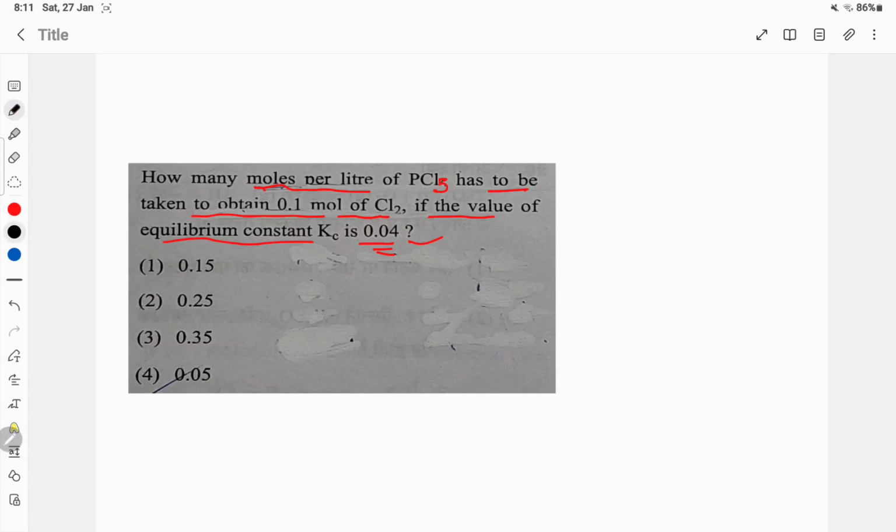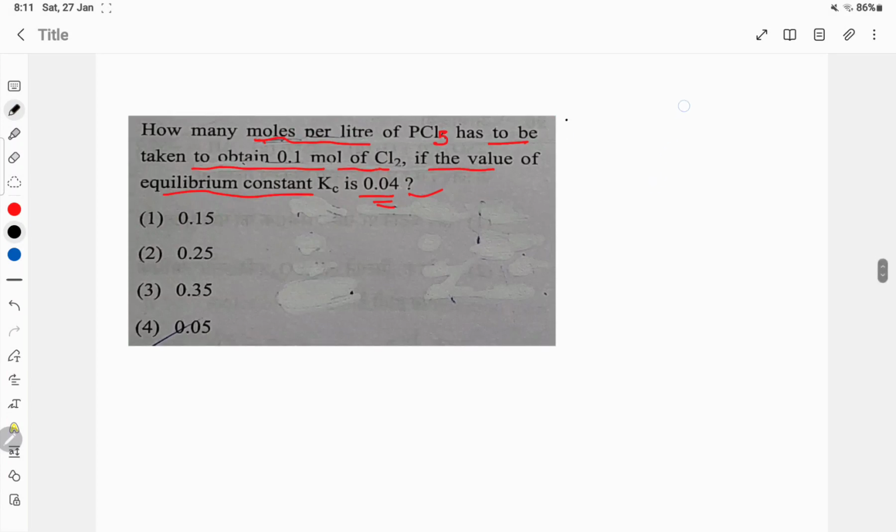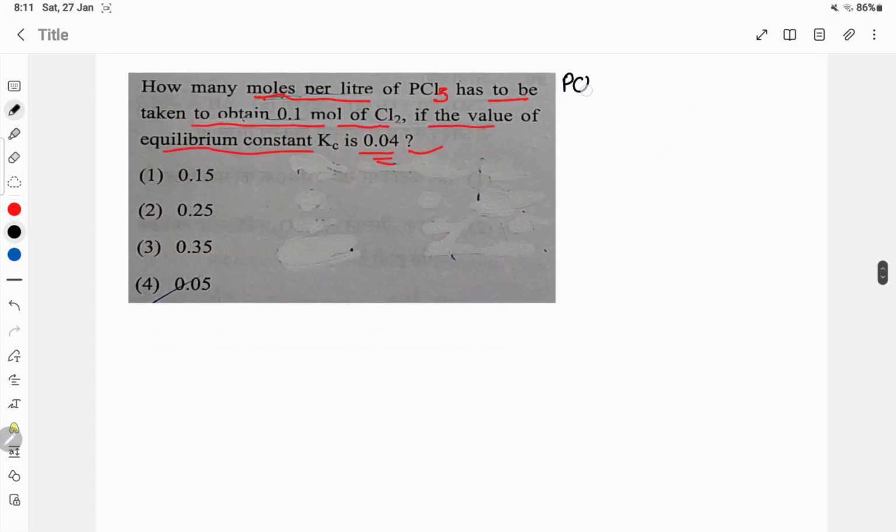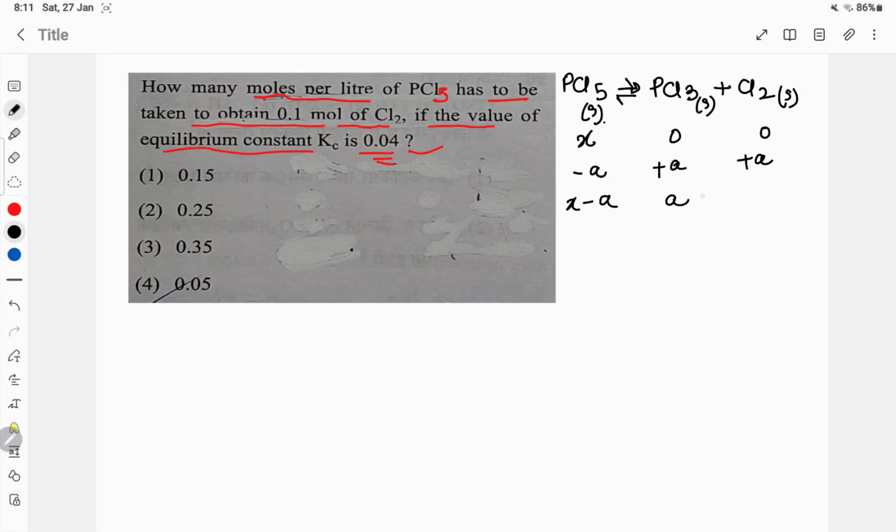First let's write the reaction: PCl5 gives PCl3 plus Cl2, all gases. Let X moles of PCl5 be initially taken, that is the required amount. Then A moles of product is formed: initial X, 0, 0; change minus A, plus A, plus A; equilibrium X minus A, A and A. This is the ICE table.